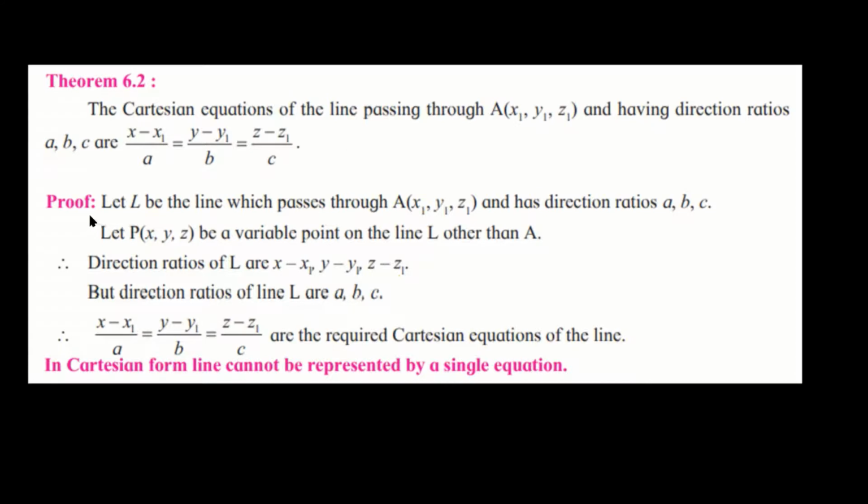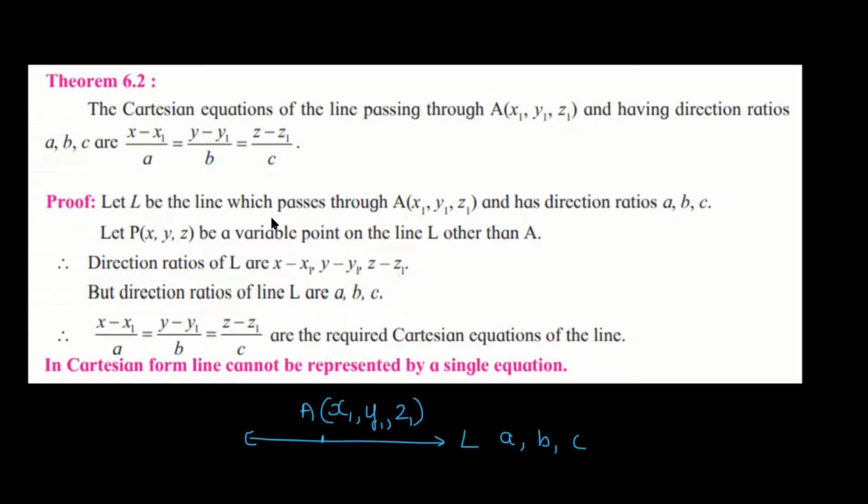So in this case, let L be the line. Let me draw and show it to you all. Suppose L is the required line and A is a point on the line. A has the coordinates, say x1, y1 and z1. Now L has direction ratios a, b, c. I need not tell you what direction ratios are; you have learned them in the previous lesson. A line has direction ratios, as many as it can have, and they are a, b, c.